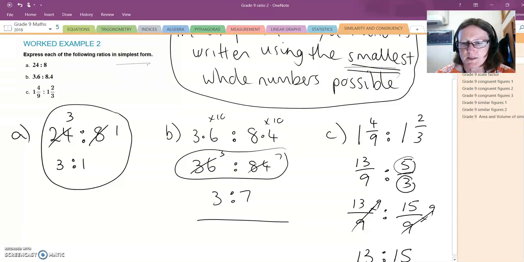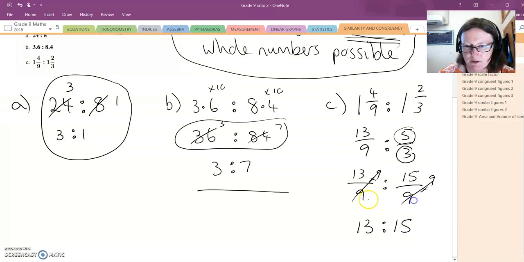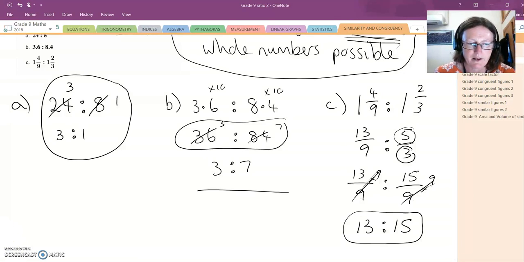In worked example C, change them to improper fractions. Change them to equivalent fractions, that is, fractions with the same denominator, and then by doing that, if you multiply both sides by that denominator, you end up with whole numbers, which is what we need when we're simplifying ratios.